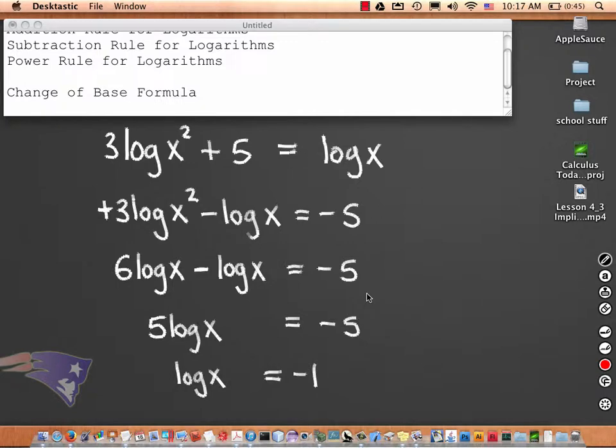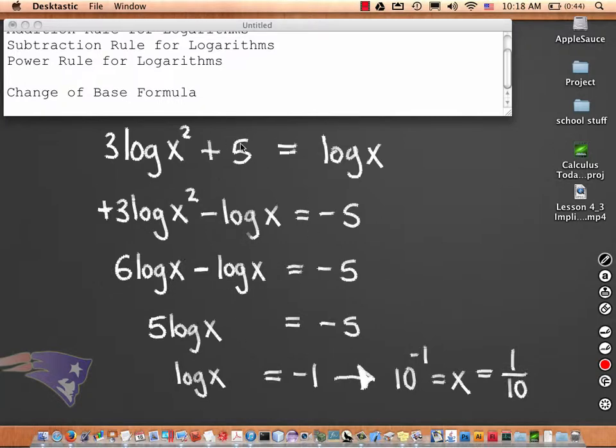Negative 1. You divided by 5? I divided by 5. Nice. But how do you get that x on one side? Good question. We convert from logarithmic to exponential. You take the 10 to the negative first, that equals x. And what is 10 to the negative first? 1/10. Are we done? No, check.